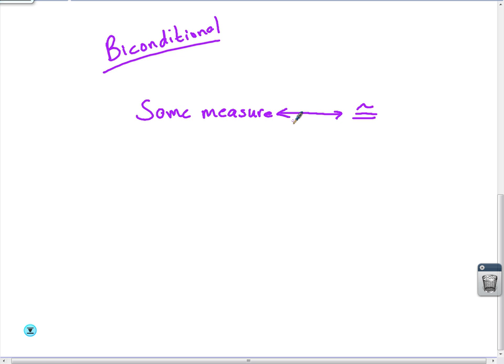It's a combination or the conjunction between a conditional statement and its converse. The converse is the other direction. That's called a biconditional statement. It works forwards, it works backwards.